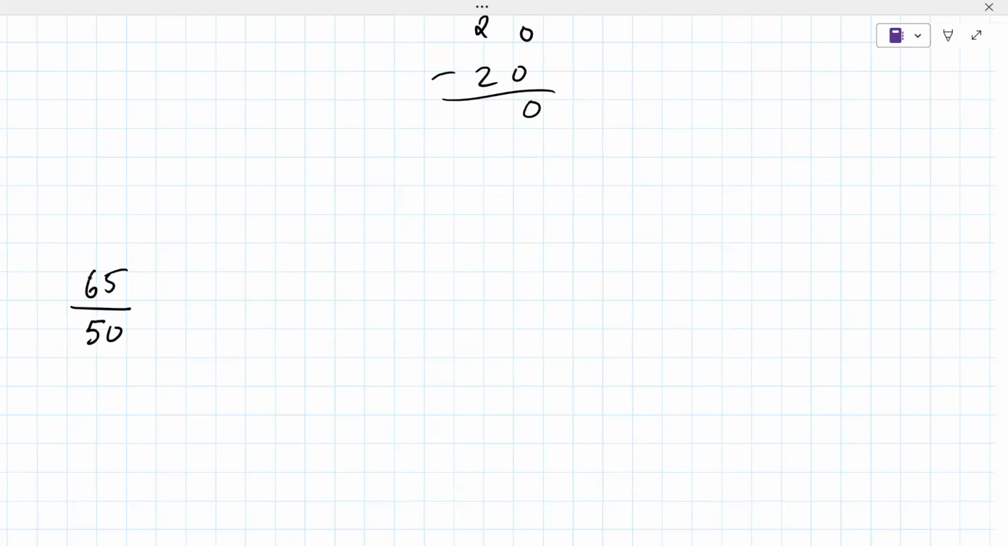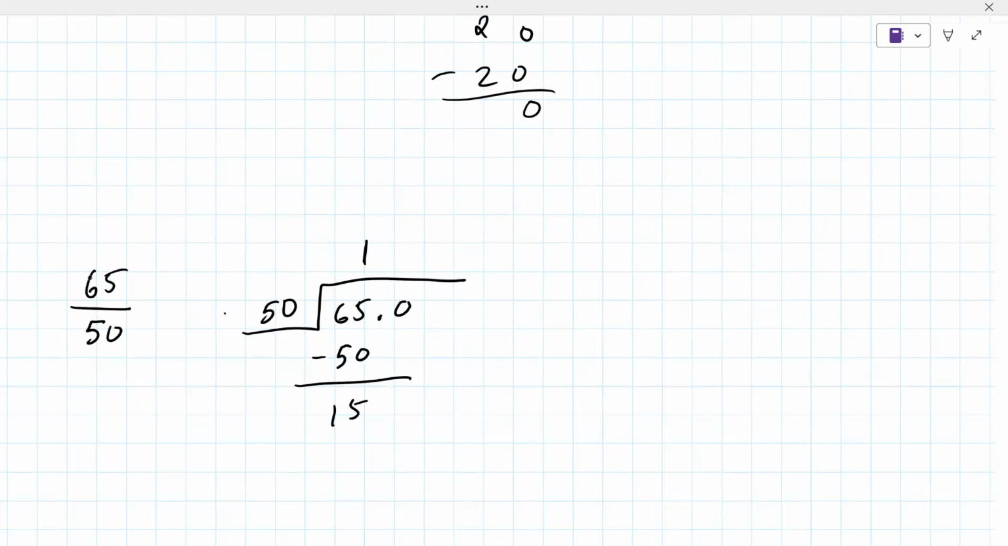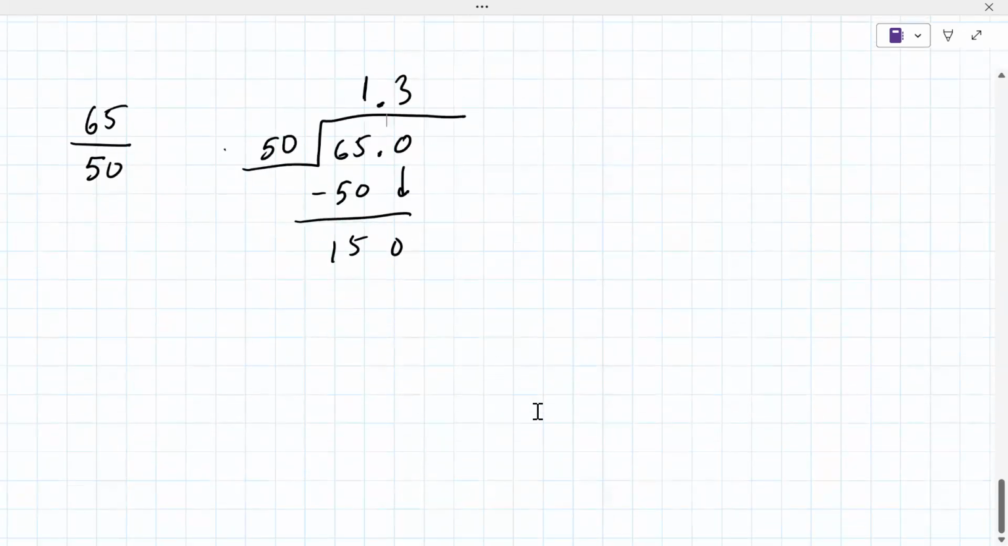Would it be 0.3? So the 50 goes into the 65, right? Doesn't it go in one time? Yeah. So one time, and then you bring down the 0 to get 0.3, but I think you left that 1 off. Yeah, I did. That's okay. Did good on that. All right, let's try another one here. You try 11 divided by 8.